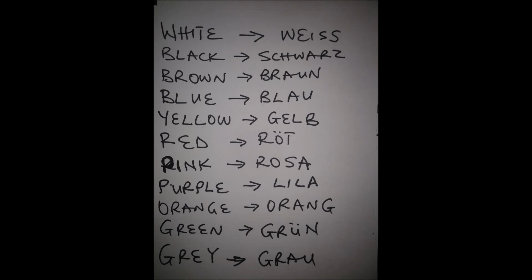So let's talk now about colors. I think you already know them. White is weiß. Black is schwarz. Brown is braun, like English. Blue is blau. Yellow is gelb. Red is rot.